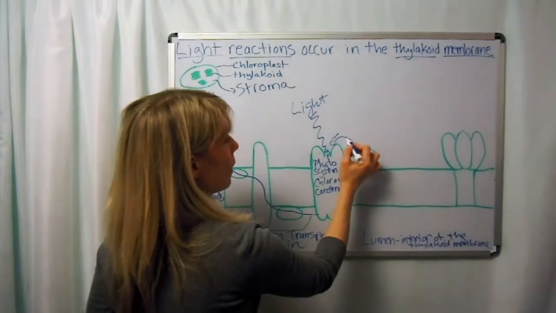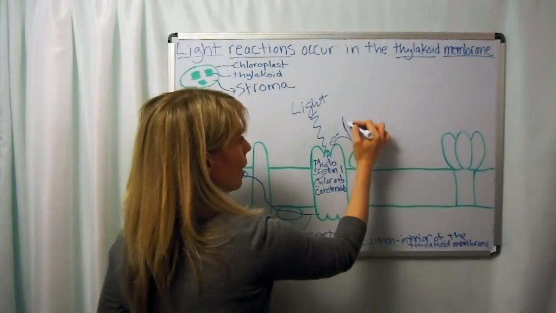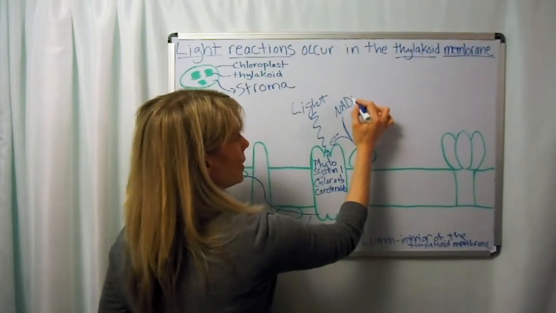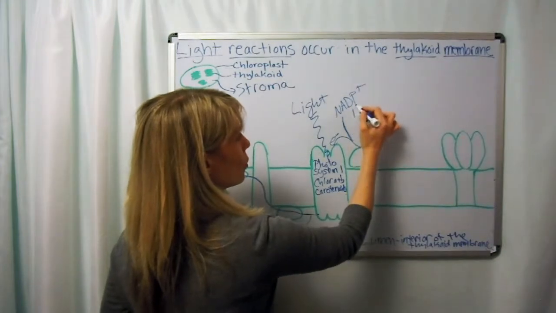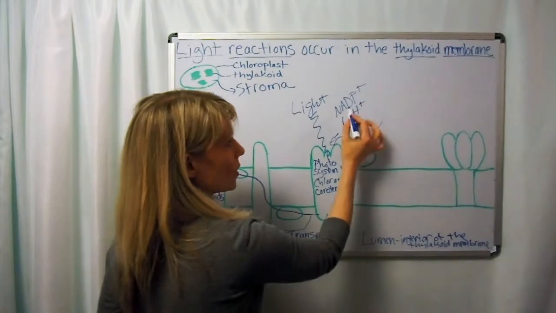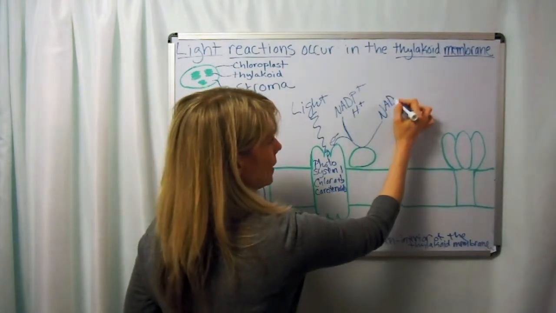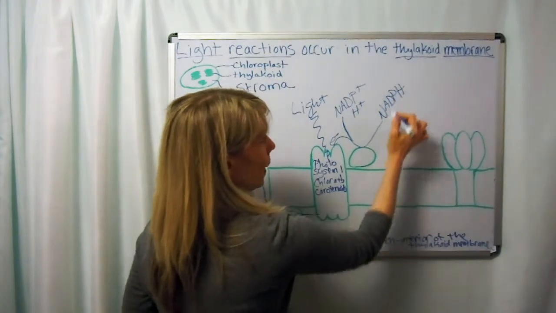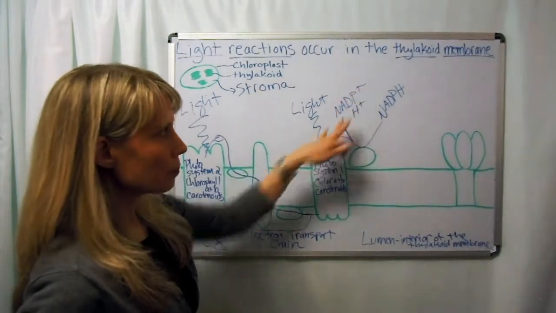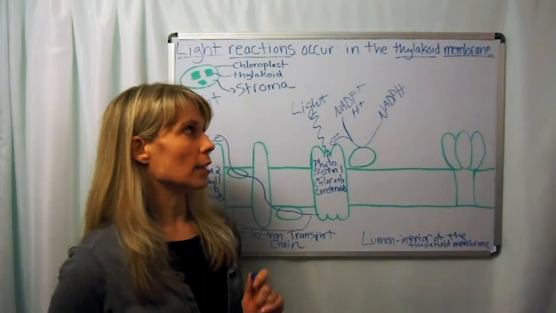And what's going to happen here is, we have something called NADP plus, and we have a proton out here that is going to accept these electrons, and this is going to be converted to NADPH. Okay? Now, the NADP here is typically referred to as the final electron acceptor in the electron transport chain.